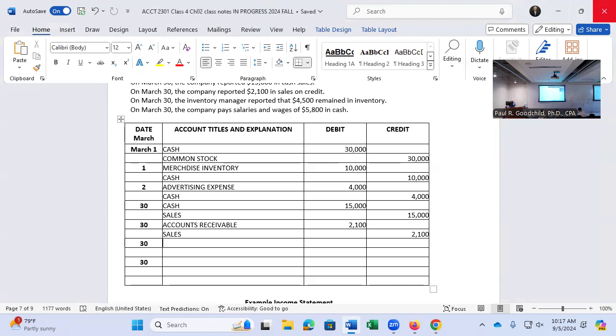And then the inventory manager reported that $4,500 remained in inventory. So what we had is our beginning balance in inventory was 0. Okay. We added to it our purchases, and our purchases were $10,000. We have our ending balance of 4,500. And that should tell us what we used, which is also equal to the cost of goods sold. And in this case, it's 5,500.